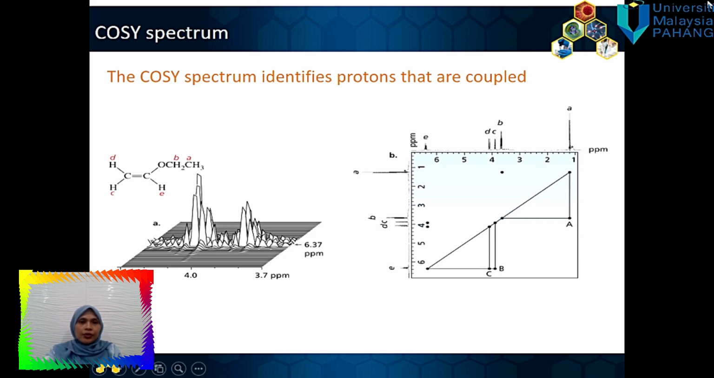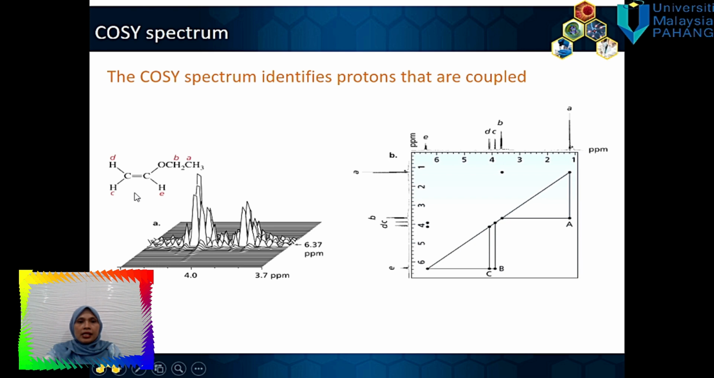Same goes to this one. C will correlate with the E. Check in the spectrum. Is it correct? C, this is a spot, C correlates with E. Yes, because this is one bond, so this is direct correlation. It cannot correlate A with E, cannot. It's more than one bond.